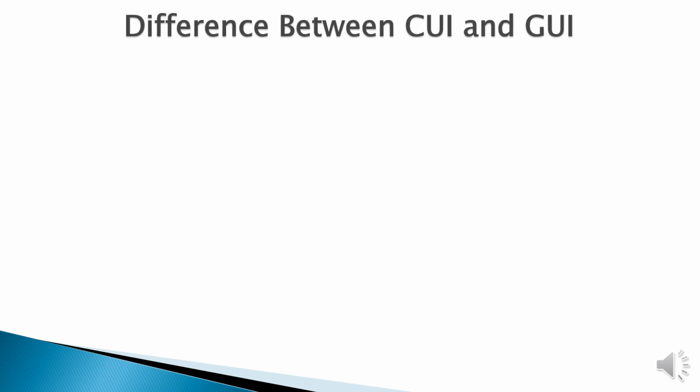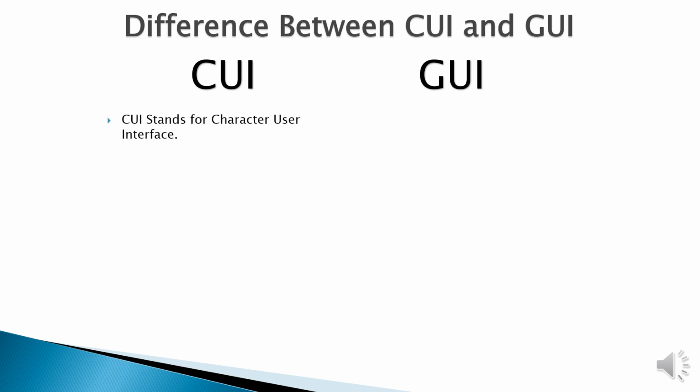Now I am telling you the difference between CUI and GUI. First difference: CUI stands for Character User Interface. What is the meaning of Character User Interface? It means if you want to work on this operating system, you must always learn the commands. Without commands, we cannot work on this kind of operating system. GUI stands for Graphical User Interface. In GUI, you will find the support of graphics or icons.